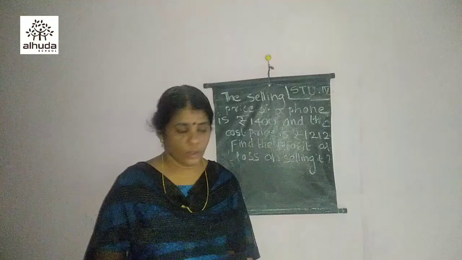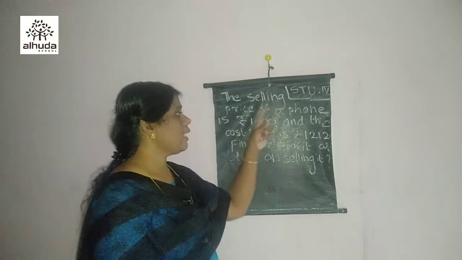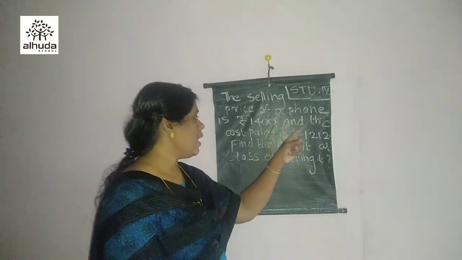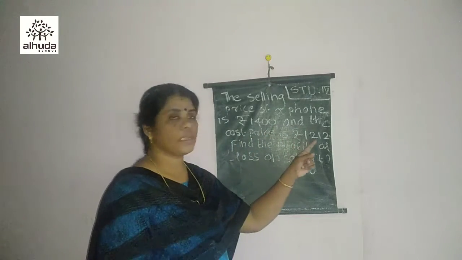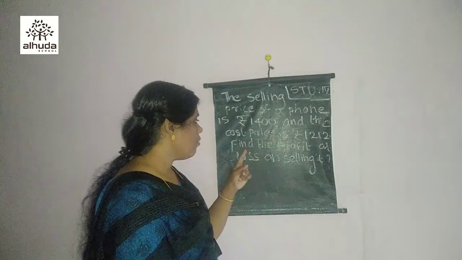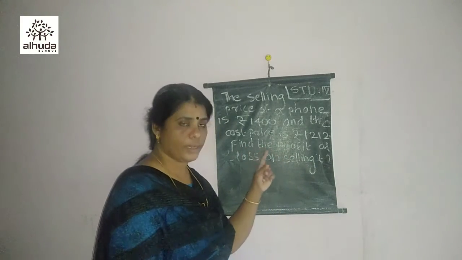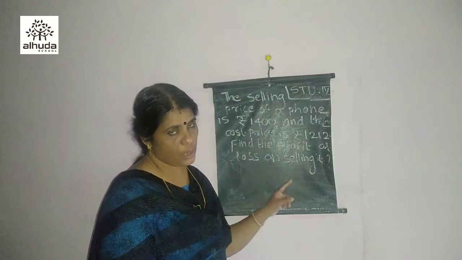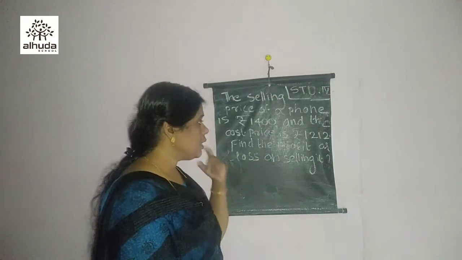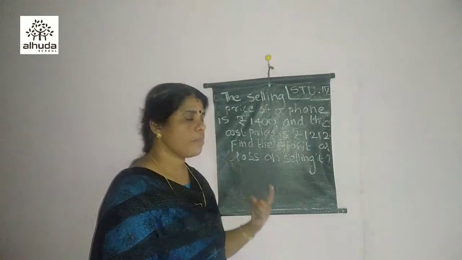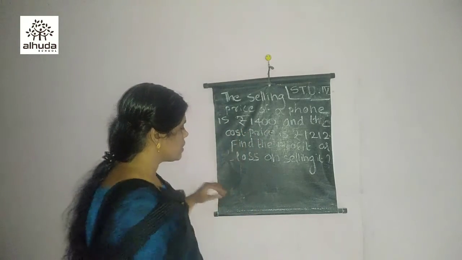First question. The selling price of a phone is rupees 1,400 and the cost price is rupees 1,212. Find the profit or loss on selling it. So first we want to find out whether it is profit or loss. How do we find out? We should check the cost price and the selling price. Then compare it.